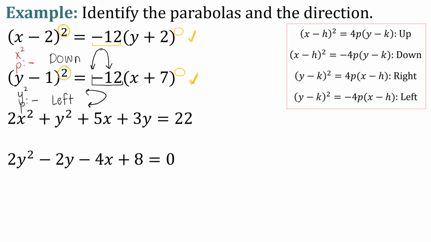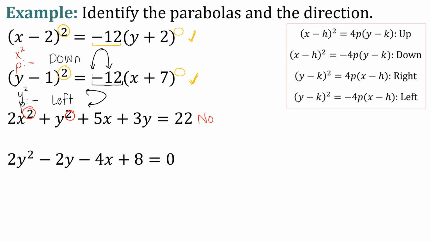Lastly, we have 2 more problems. 2x squared plus y squared plus 5x plus 3y equals 22. Are either only my x or my y squared? Well, I see x squared and y squared. So, no, this isn't a parabola. It's also not a circle because I have a 2x squared and a 1y squared. We don't know what this is. We know it's not a parabola. We know it's not a circle. Okay, keep going.